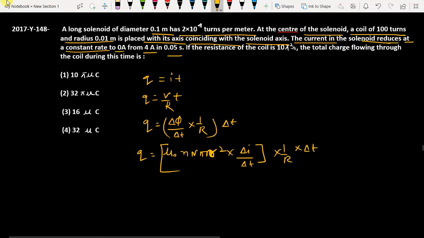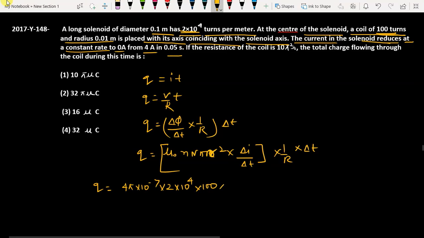Now we have to put all the values here. So the Q would be, now we know that μ₀ is 4π × 10^-7. If you talk about the small n, that is given to us, 2 × 10^4. Now capital N, that is also given to us, the total turns of the coil, that is 100.